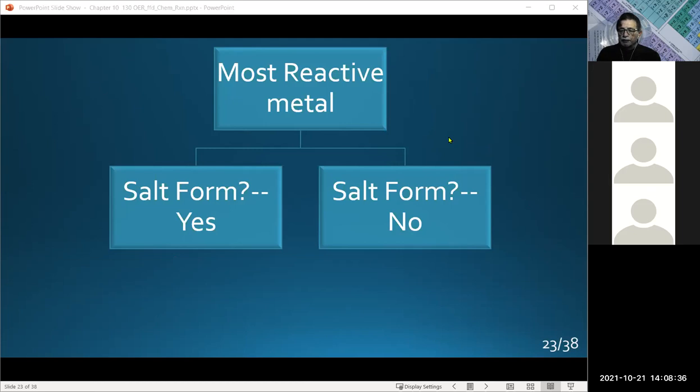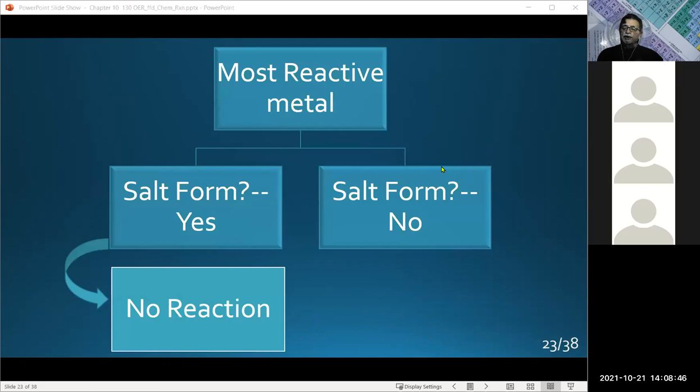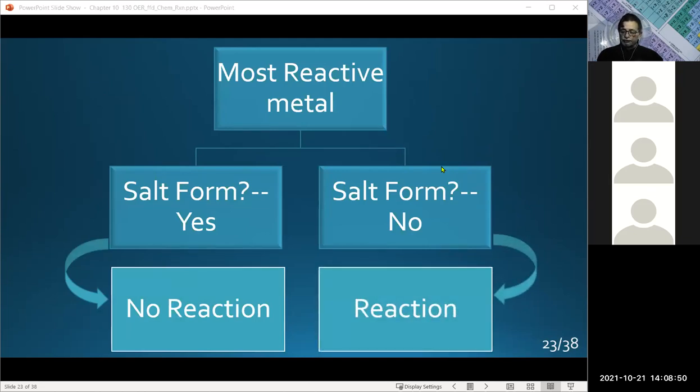Okay. Now, with respect to the activity series reactions, the single replacement reactions, there's a flow chart. You figure out which is more reactive. I should add metal, the most reactive metal or hydrogen. Okay. Is it in salt form? If the answer is yes, then you get no reaction. If the answer is no, then the reaction proceeds. You exchange the position of the metals.